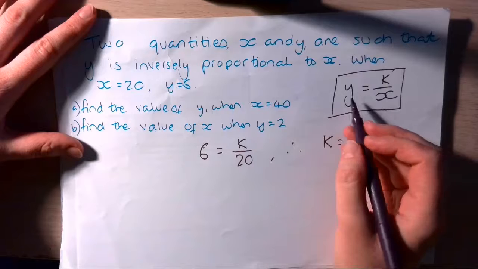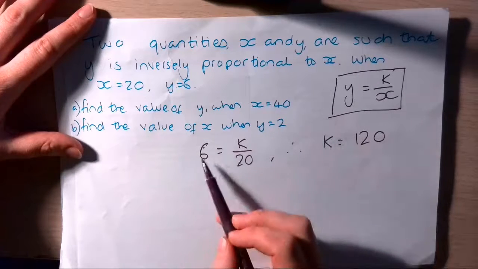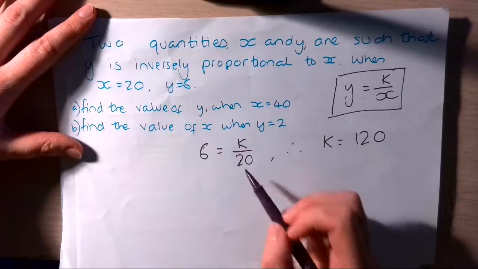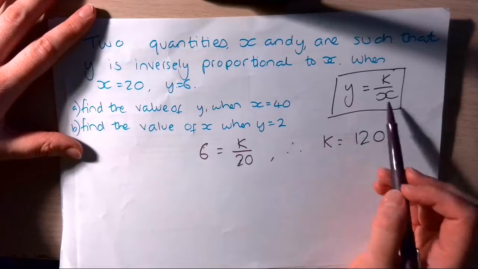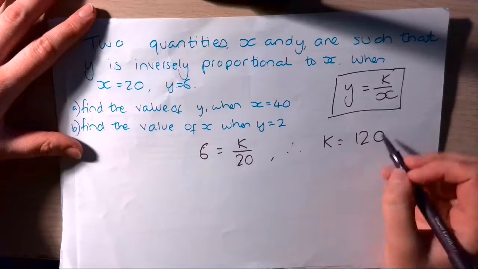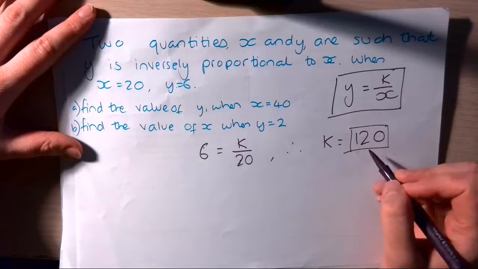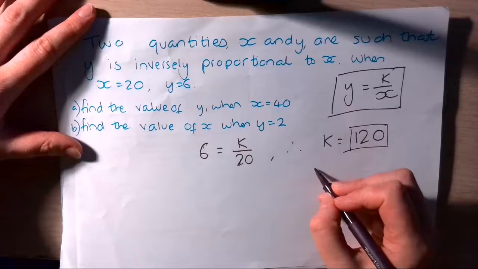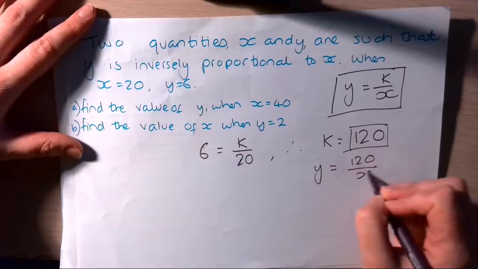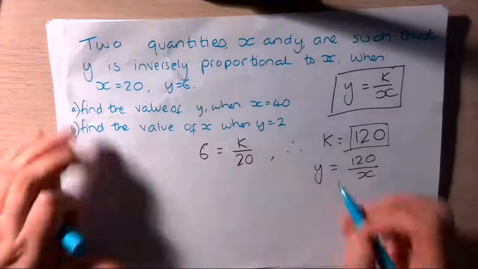So I'm going to now rewrite this equation, but using the k. I'm not interested in the 6 and the 20 anymore. They were brilliant for this example, and they helped me find the k, but now they've done their job. I just want to leave it in terms of x and y. But I've got the k, and that needs to go in there, because that's the constant of proportionality. That means it doesn't change, it is constant. It's a bit of a code word for it. So we're going to get 120 over x. That's what it's going to look like, and that's what we're going to use for both of these parts of the question.